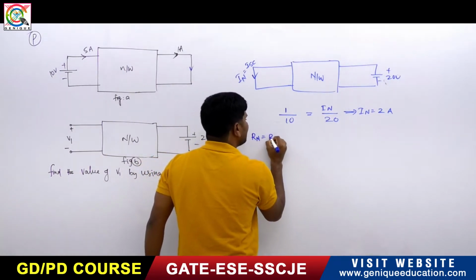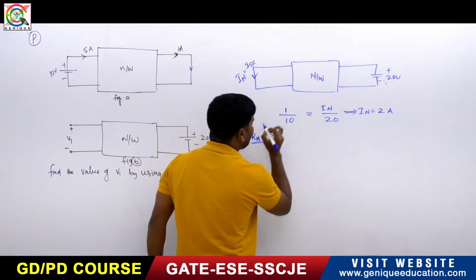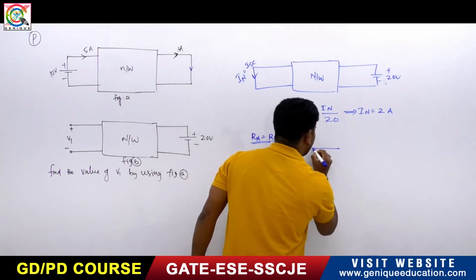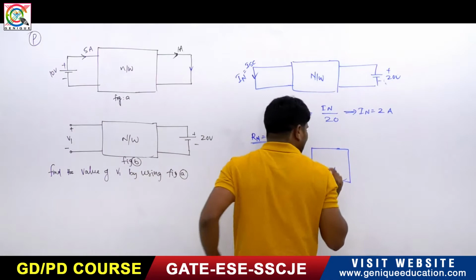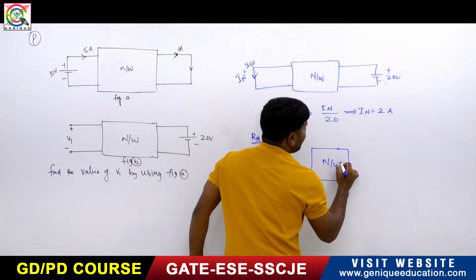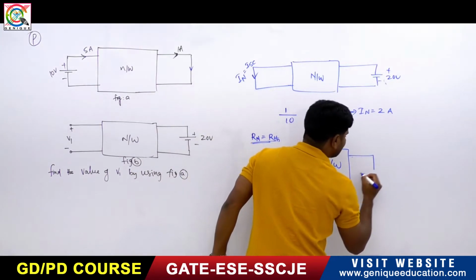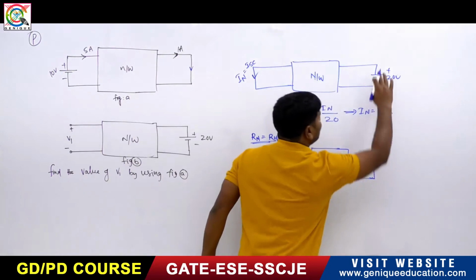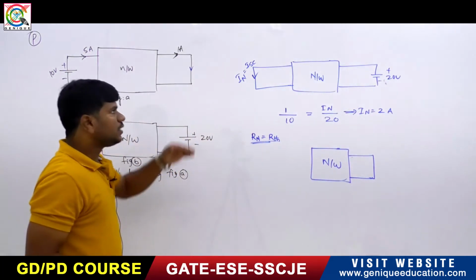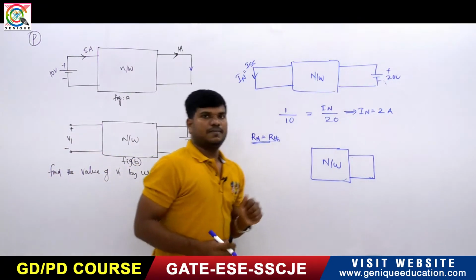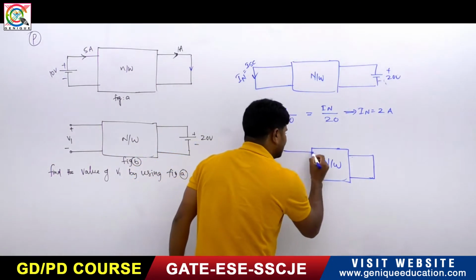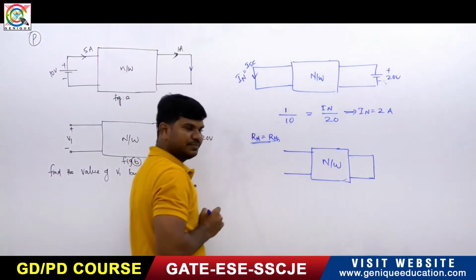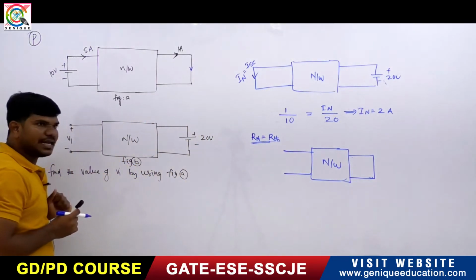Rn is equal to RTH. So for finding Rn or RTH, what do I have to do? Take the same network. I have to deactivate the independent sources. So you will get it like this.